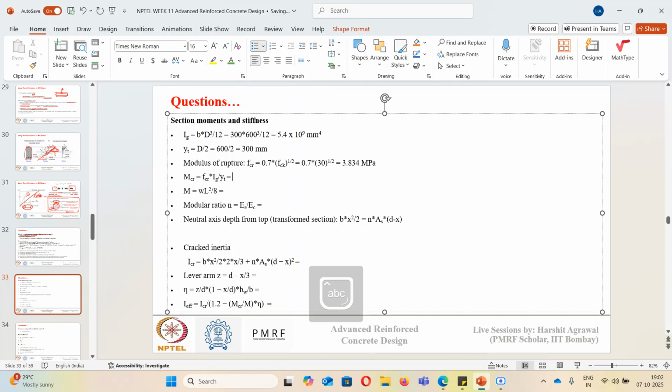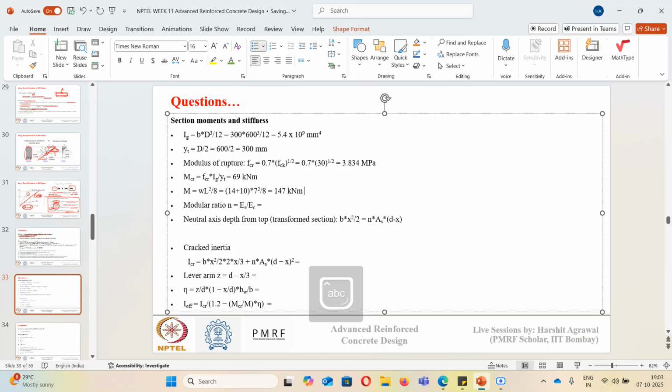Then knowing all these values, we can calculate the cracking moment, which we saw based on flexure theory. It is nothing but FCR times Ig upon Yt. We know all three values, and when we substitute them, we'll get the cracking moment as 69 kilonewton meter. And what is the actual moment acting on the section? It is WL square by 8. W is 14 plus 10, dead load plus live load, into L square, where L is 7 meters, so 7 square by 8. This is 147 kilonewton meter.